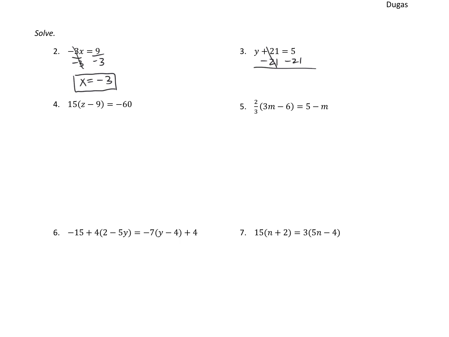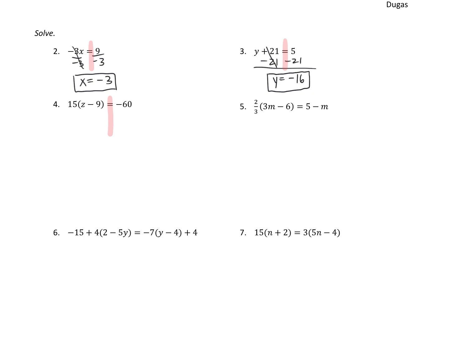Keep in mind when I say both sides, I mean both sides of the equal sign. So the equal sign creates a barrier, and you have to do the same thing to both sides of the barrier in order to keep the equation balanced. So for number 4, oh, number 3, I didn't even finish that. So if we subtract 21 from both sides, we get y equals negative 16.